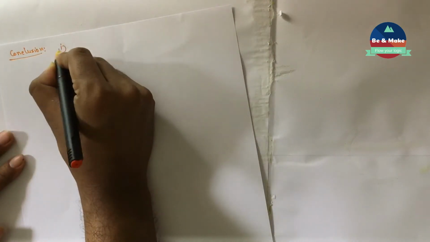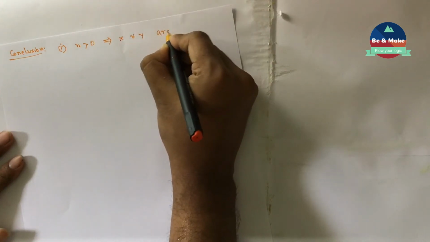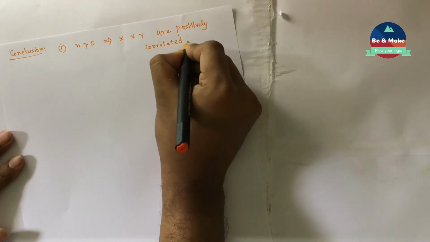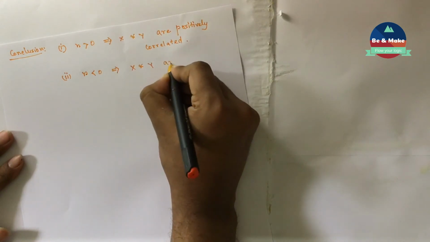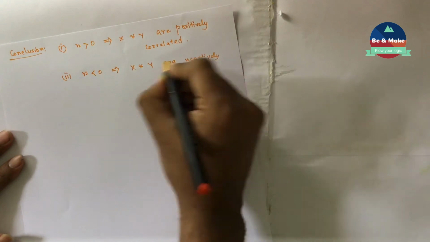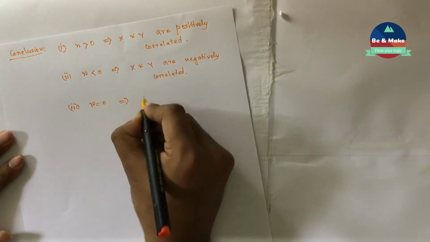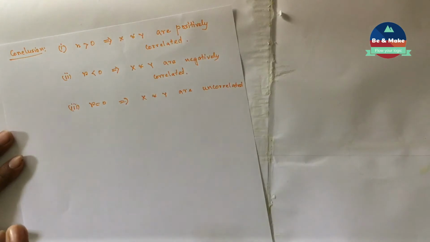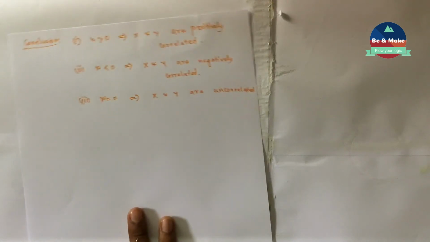So the conclusion will be: if r is greater than 0, we will say that x and y are positively correlated. If r is less than 0, we will say that x and y are negatively correlated. And if r equals 0, then x and y are uncorrelated. That is, there is no correlation between them. So there is no correlation between x and y. So this is our conclusion. If r equals 0, we will say x and y are uncorrelated.